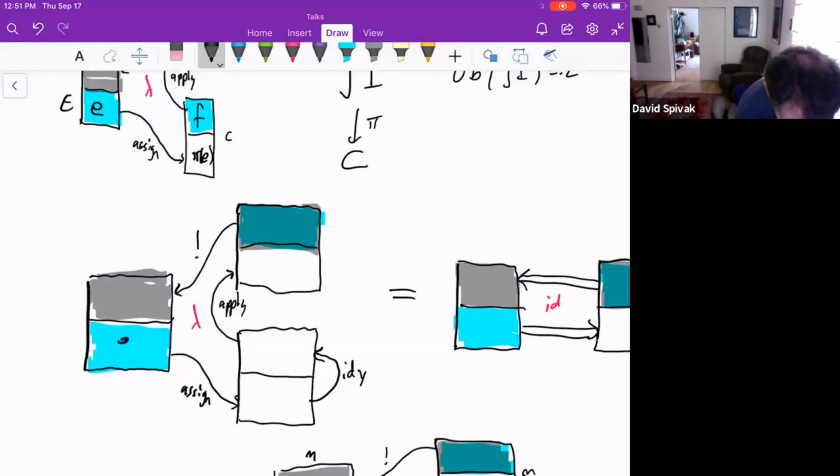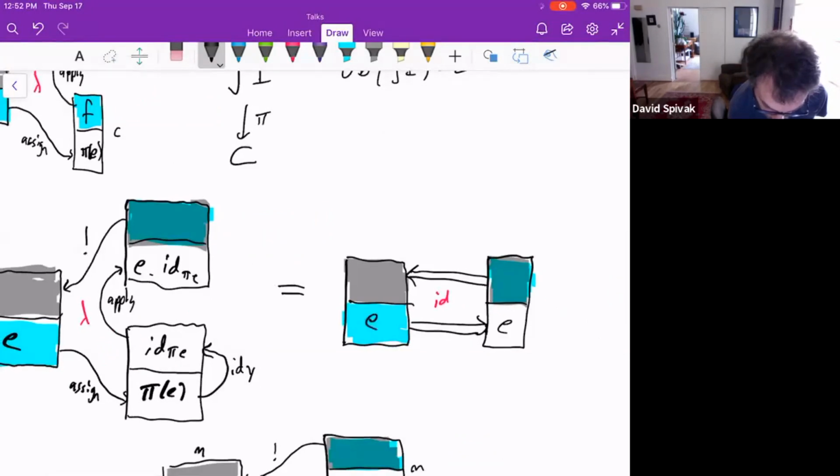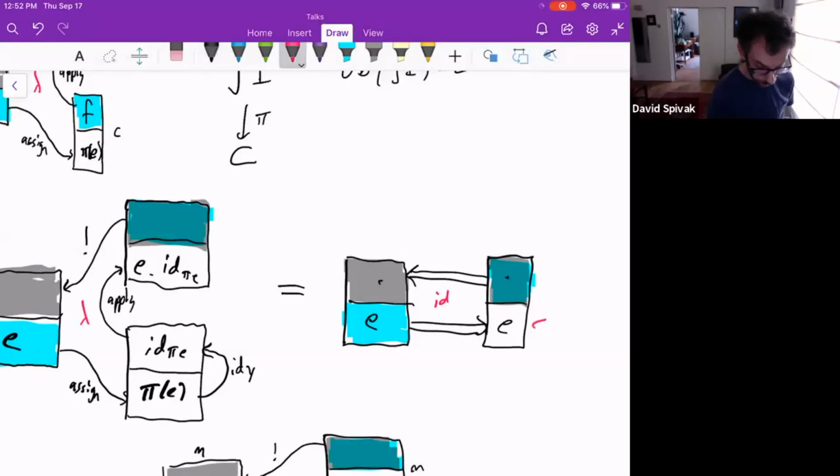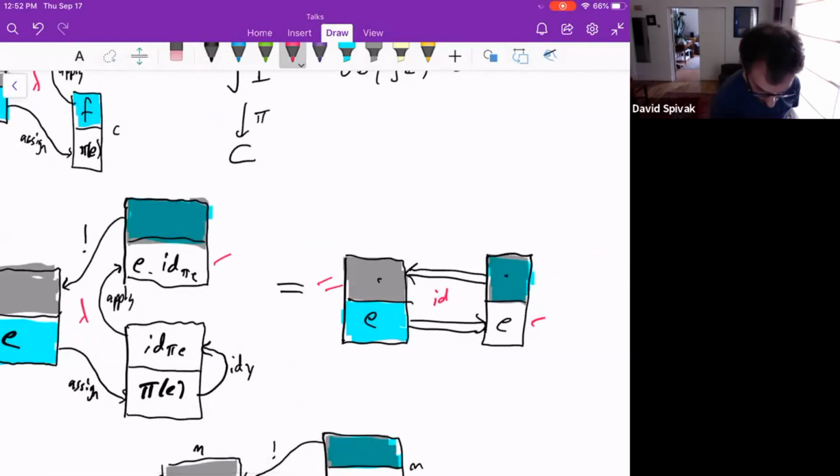So it says if I have E and I assign it to pi of E, some object, and I take the identity on pi of E and I apply it, so that's E dot identity on pi of E, that's supposed to be the same thing as E. And so we say that this equals this, and this equals this, but that's no data. So what we're getting is that E dot identity on pi E is E.